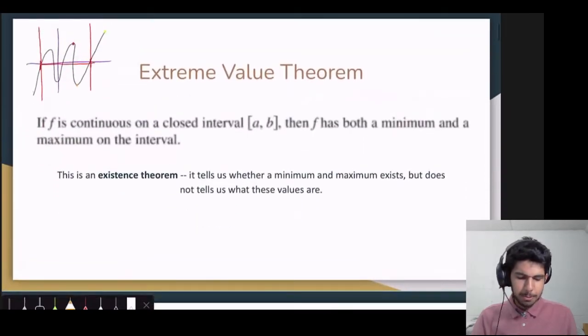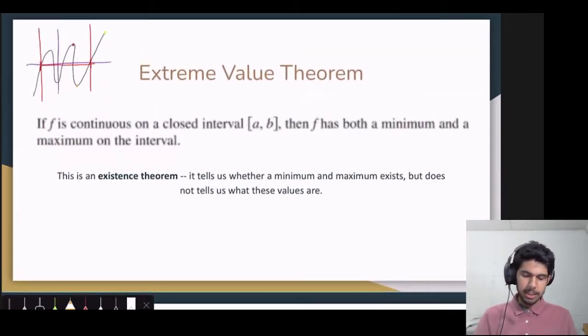So this seems like a pretty simple theorem, and it kind of is. But this is what we call an existence theorem. It tells us whether a minimum and maximum exists, but it doesn't tell us where these extrema are, or what the values of the extrema are. It just tells us there are these extrema within an interval. So yeah, that's that.